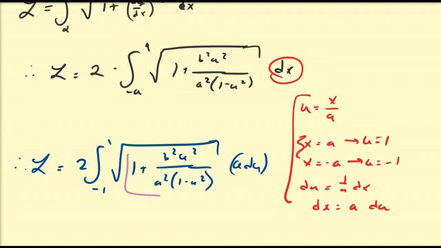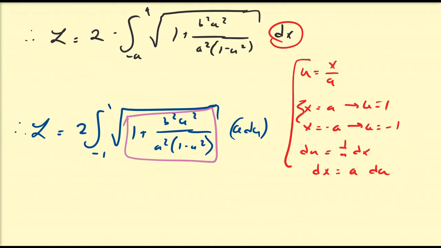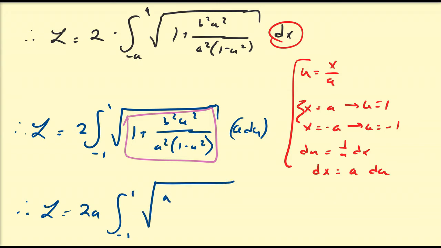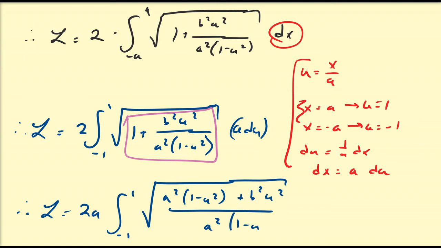So we can get a common denominator here. I'm going to multiply top and bottom of the 1 by a squared times 1 minus u squared. So that's going to give us L is equal to 2 times a times the integral from minus 1 to 1 of the square root of a squared times 1 minus u squared plus b squared u squared all over a squared times 1 minus u squared du.